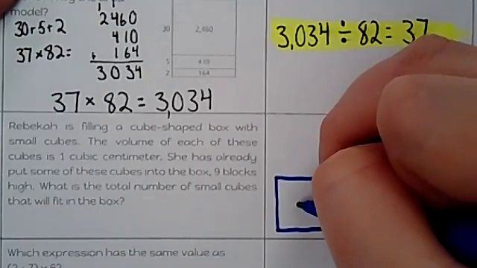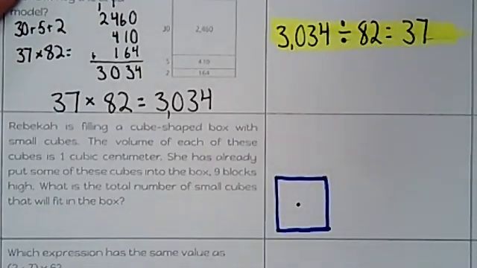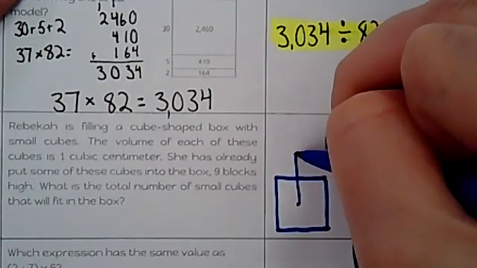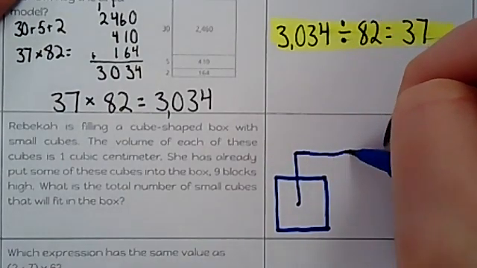Put a little dot straight in the center of the square. Now, draw another square exactly the same size as the first one.